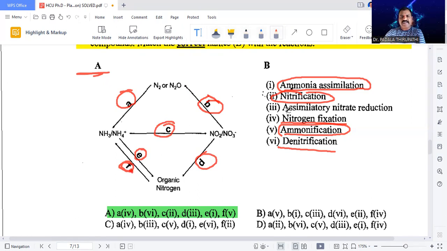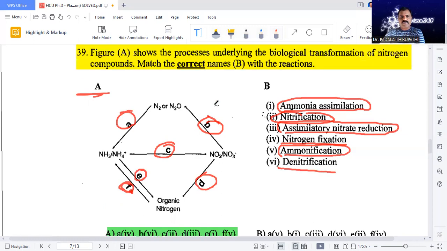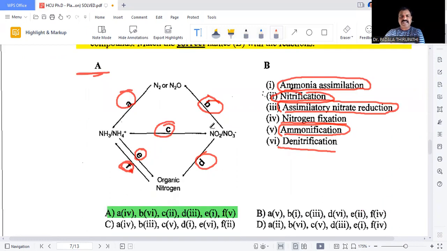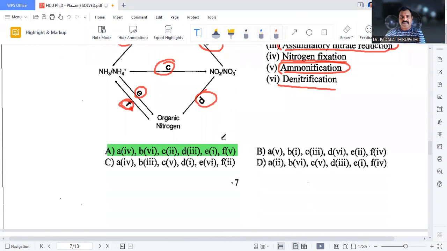Assimilatory nitrate reductase. So, my dear friends, D is assimilatory nitrate reduction. Among these questions, we observed this is about biological nitrogen fixation. So this is the biological transformation, or nitrogen fixation cycle. This entire thing we can call the nitrogen cycle.